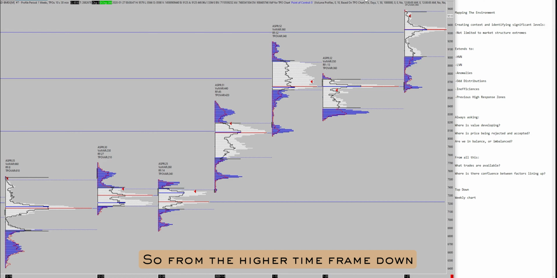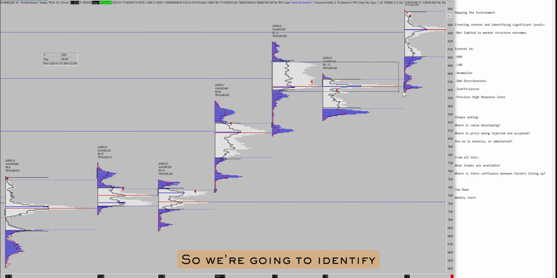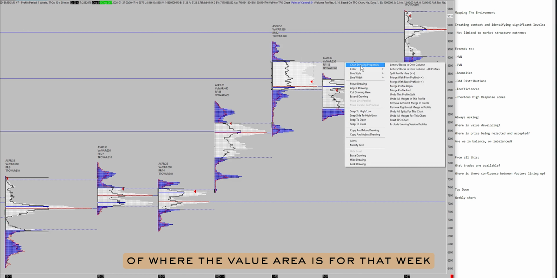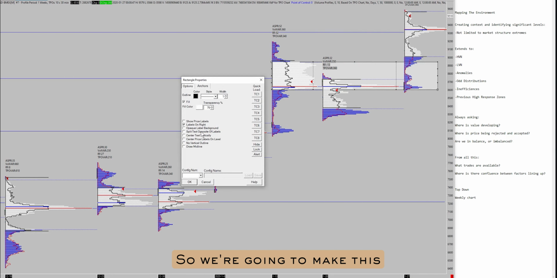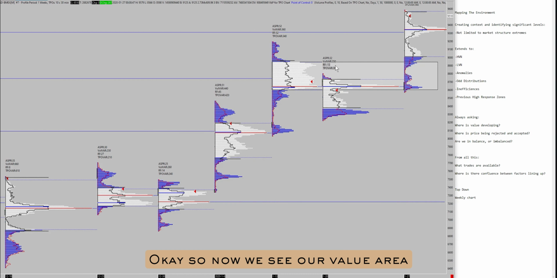So from the higher time frame down, the first thing we do is we're going to map out where we currently sit within value. So we're going to identify our value area, extend this forward. So now we have an understanding of where the value area is for that week. So we're going to make this a little bit more transparent so we could still see. Okay, so now we see our value area. And another important level, always, even though we are trading based on market profile, always weekly closes, weekly opens, and these swing points. So this was our close for that week right here, right around 8,700.